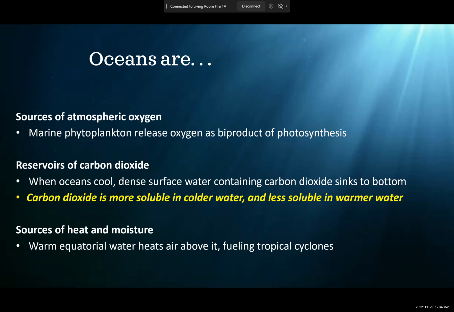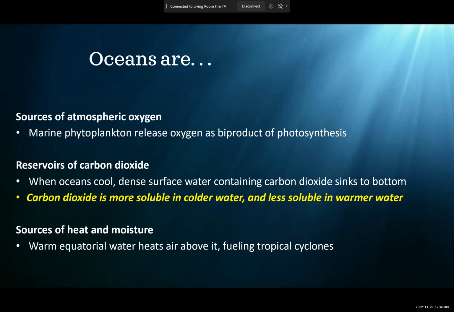Almost all of the oxygen created in the Amazon does not leave the Amazon. Correct, it's used right there. So the phytoplankton are super important. All the frogs and the like. Yep. Now, the oceans are not just sources of atmospheric oxygen, they are also reservoirs of carbon dioxide.